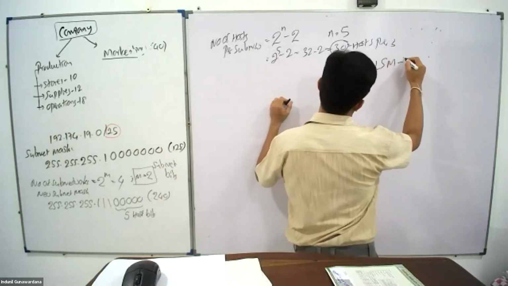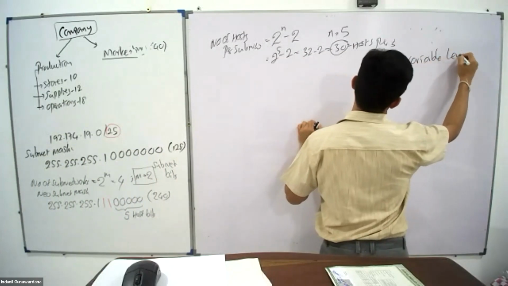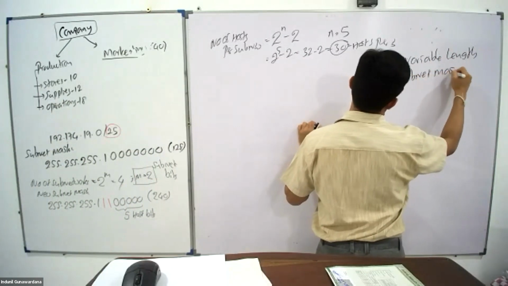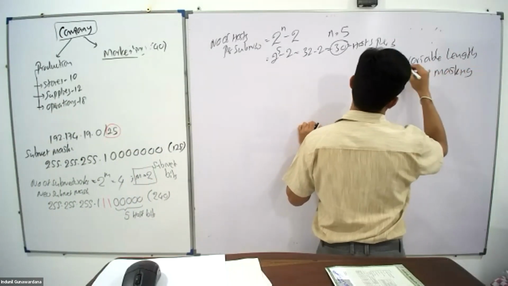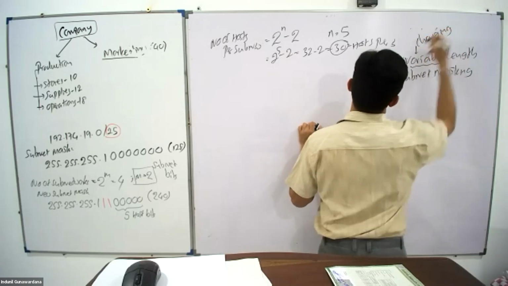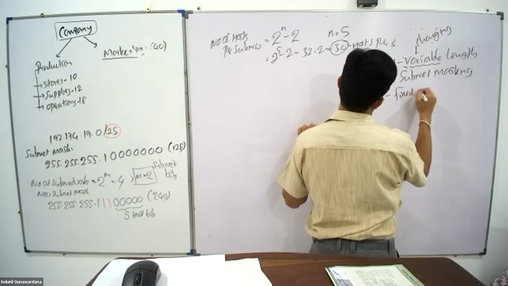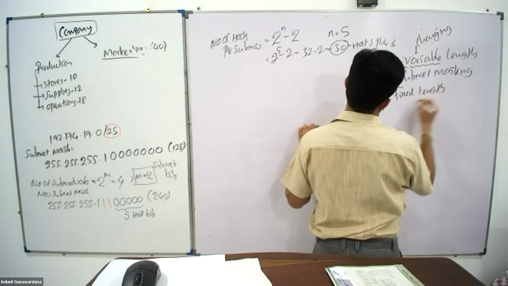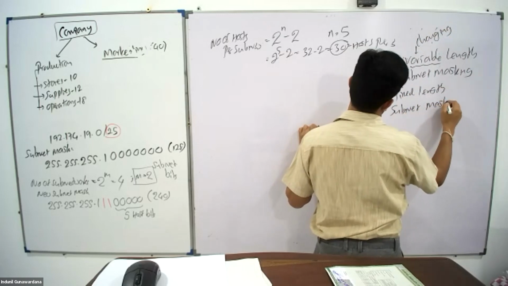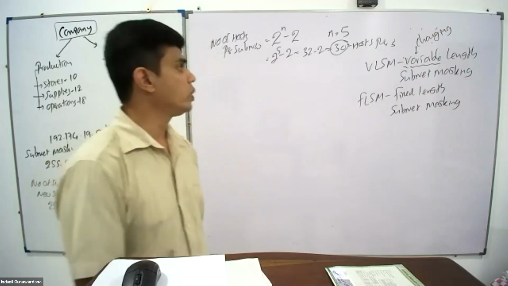VLSM. Variable length subnet masking. Here we have the word variable, that means changing. And it is VLSM. Fixed length subnet masking. Now, up to now we were doing this FLSM.